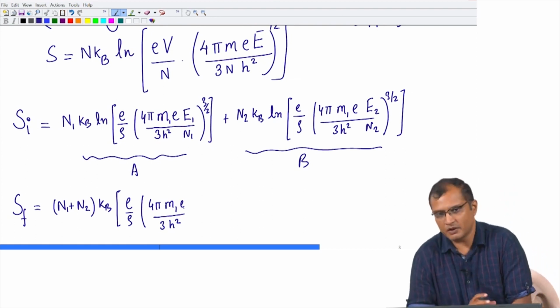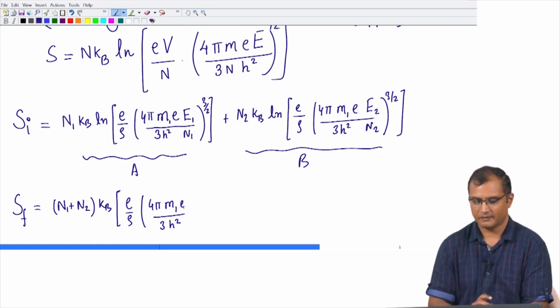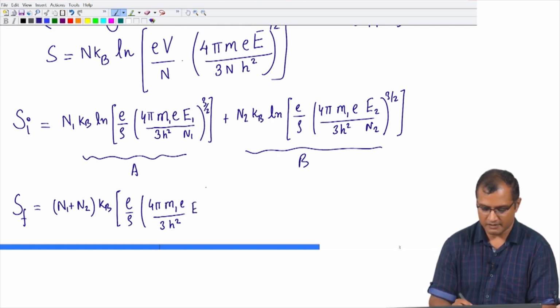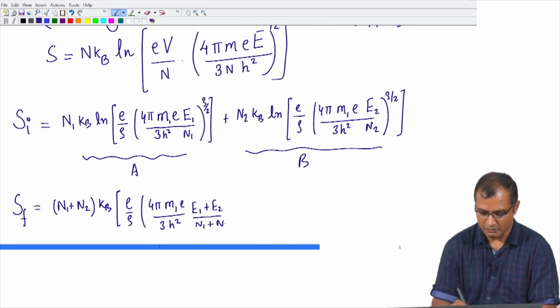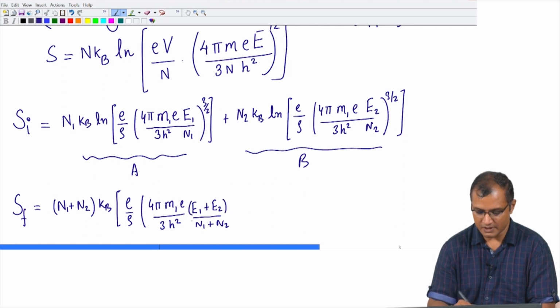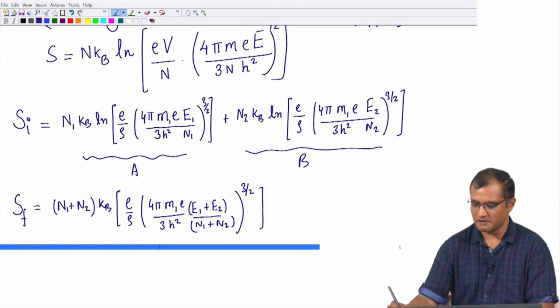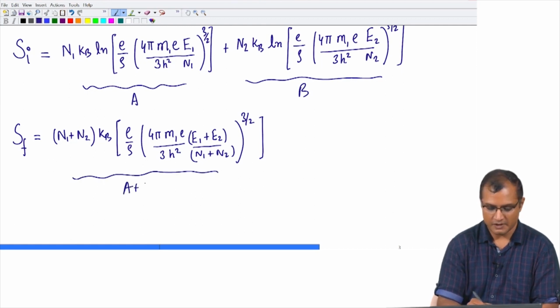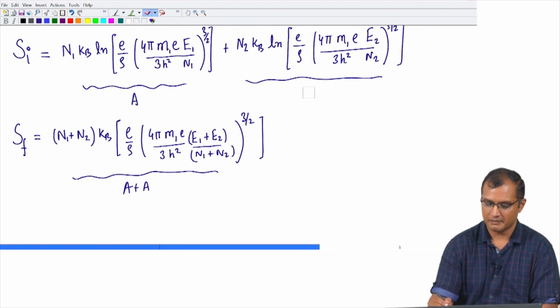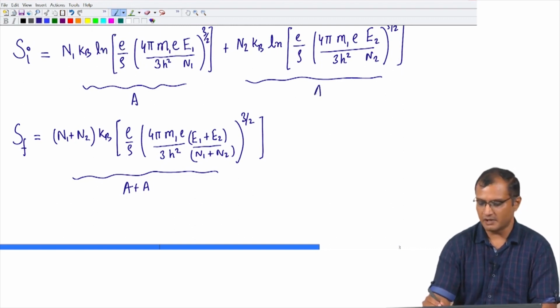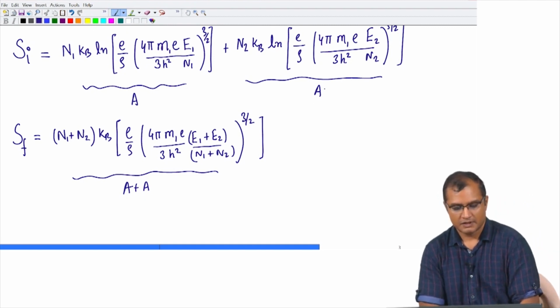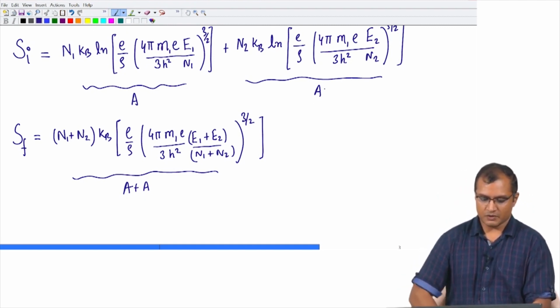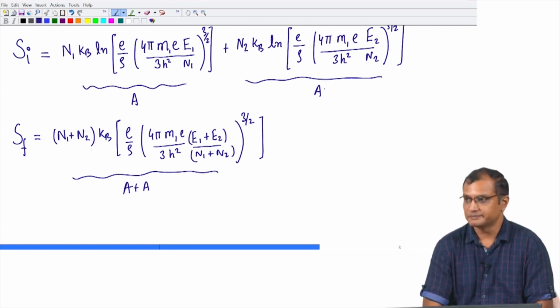Now, you can write E1 by N1 or you can write E2 by N2, it is the same thing. Okay. So, I am going to write down as E1 plus E2 divided by N1 plus N2, with the realization that the two are the same as the individual density. Now, this is the final entropy for the A plus A. In fact, there is no B here, we are going to write it as just A only in the two compartments. So, now if you take the difference, what do you think should happen?